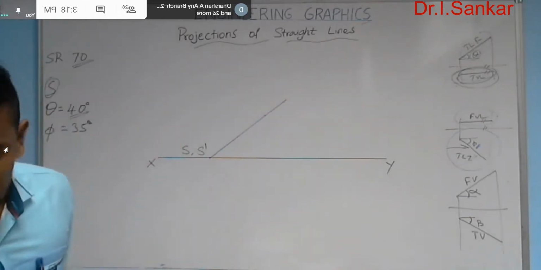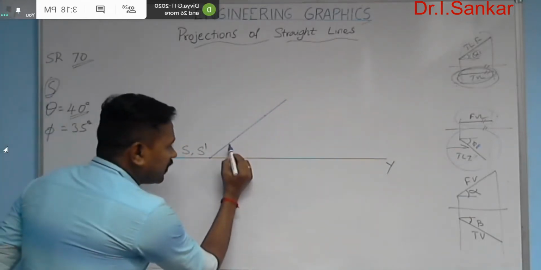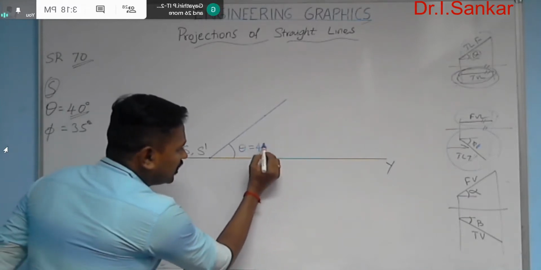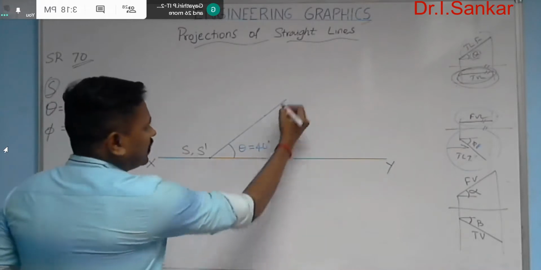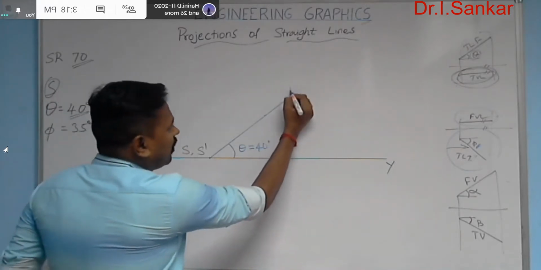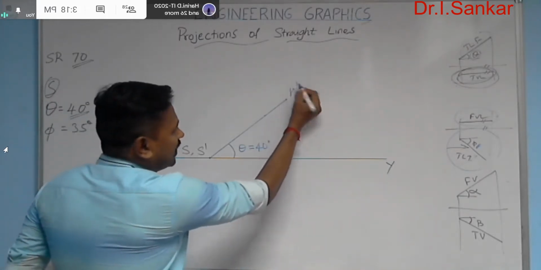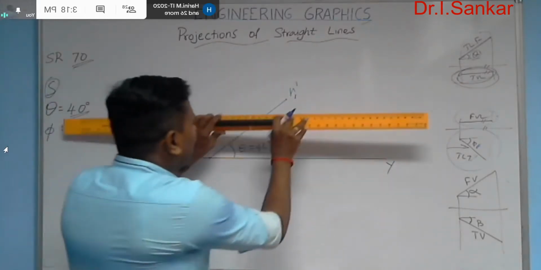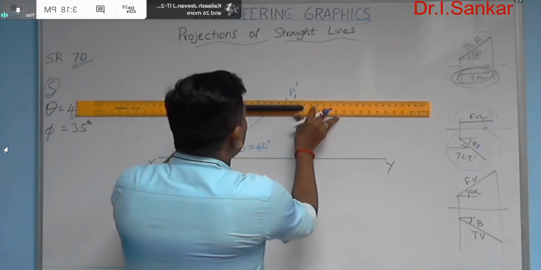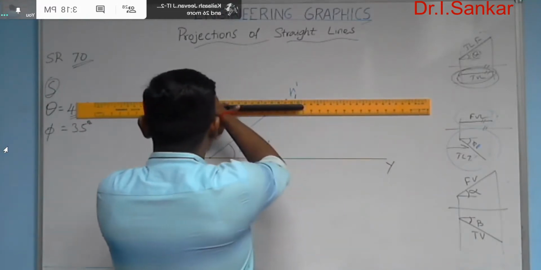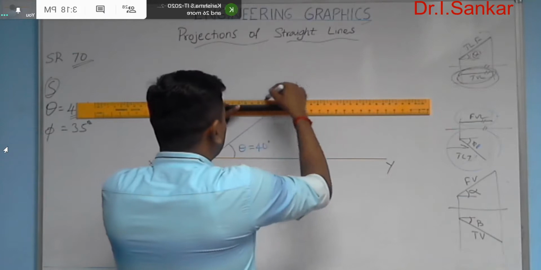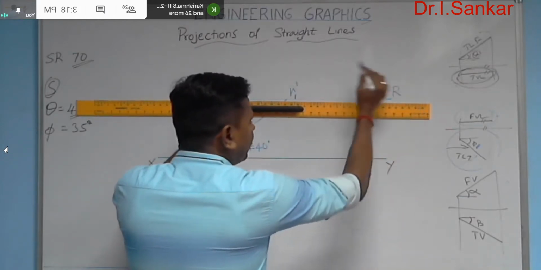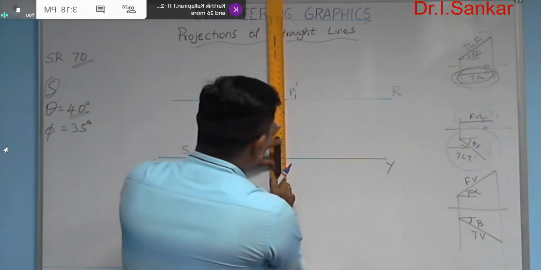Okay, it's nothing but true length in the front view area. The angle is theta, it is 40 degree. This end is nothing but R1 dash. Immediately you can draw the locus and projector for that end. This is the locus of R in the front view, and you can draw the projector.